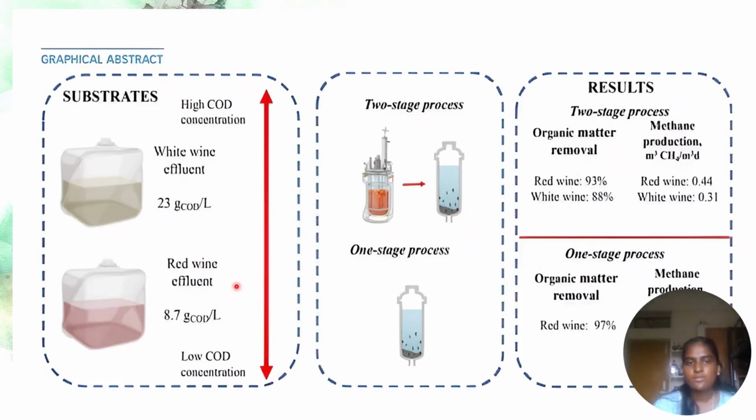In the red wine, the COD level is low in concentration, so that much acid will not be produced as compared to the white wine. In the white wine, the COD level is high, so acidogenic bacteria quickly produce the acids, and that inhibits the methanogenic bacteria from utilizing that byproduct. So we use the two-step process to overcome that step and remove the organic matter which was present in that effluent.